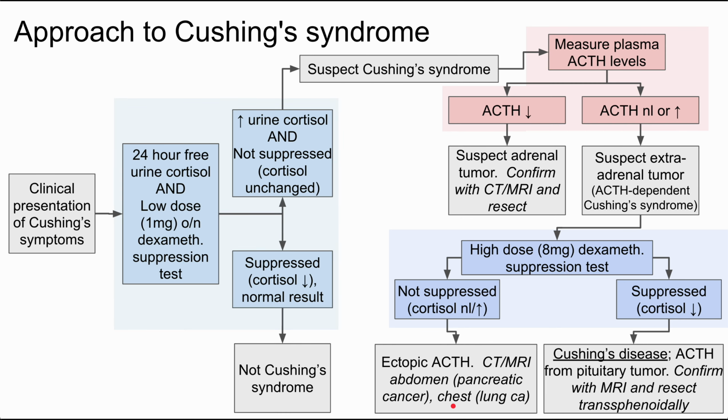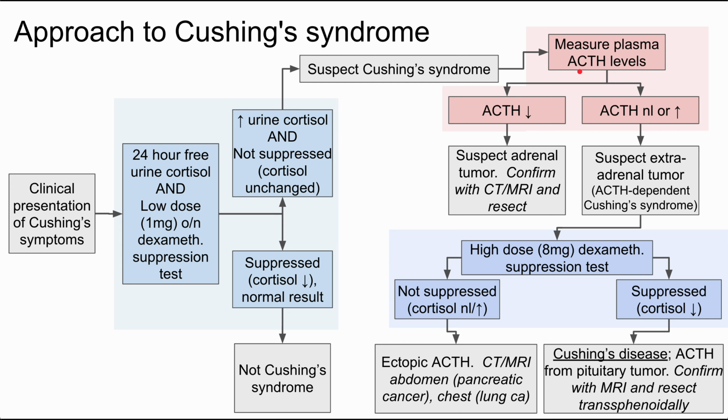So this is the algorithm. Once again, this is the last slide. Just run through it real quickly. Somebody presents with the Cushing syndrome, moon facies, abdominal striae. First thing you do is get that 24-hour free urine cortisol and the low-dose dexamethasone suppression test. If those are normal, then it's not Cushing syndrome. If they are abnormal, you suspect Cushing syndrome.